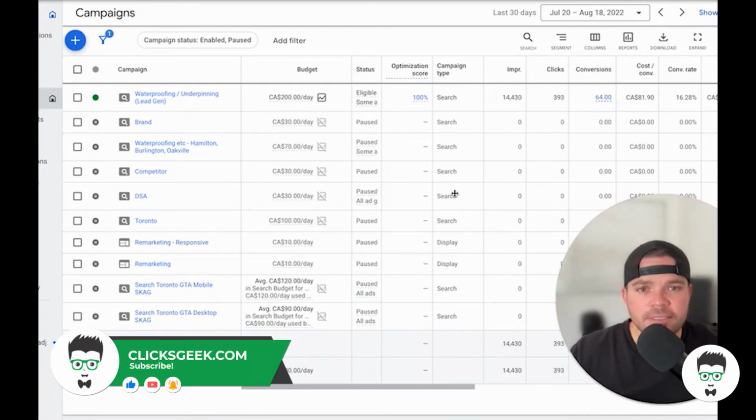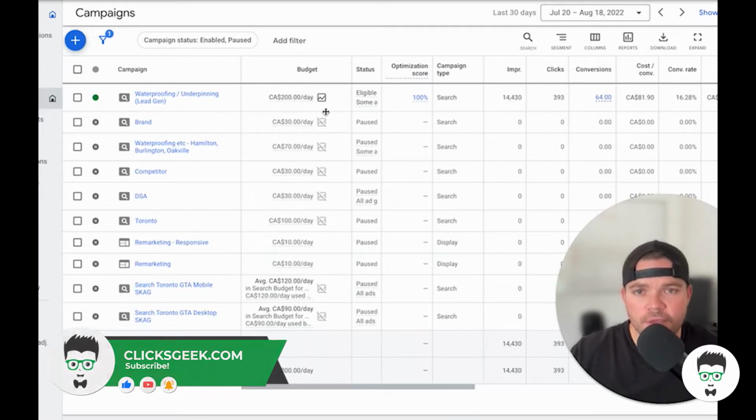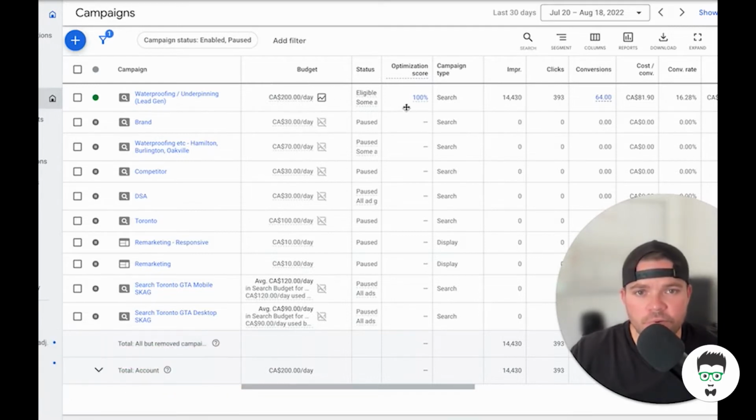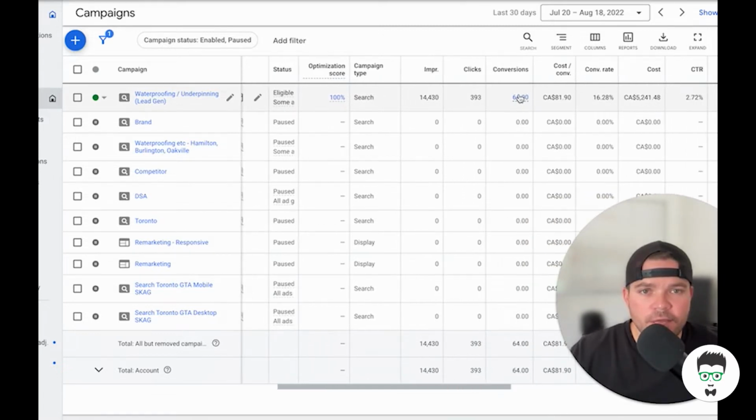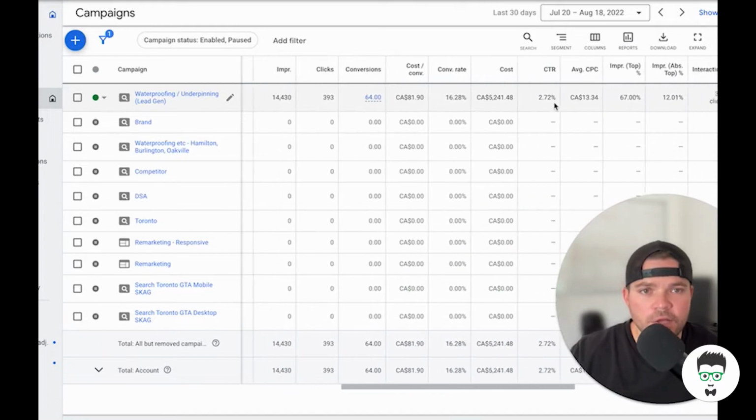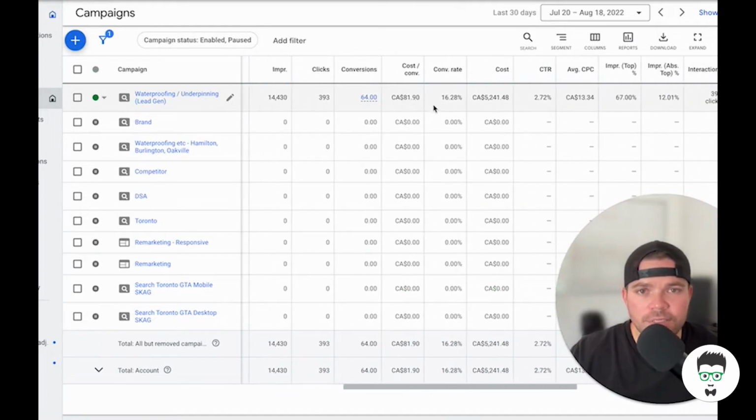Now let's dive into this campaign. We have a current budget of $200 per day set. In this 30-day period, we have had 64 leads, 393 clicks, and a cost per lead of $81.90, which is really good, well below our maximum goal. And then we have a current conversion rate of 16.28%, so pretty good. And this will improve over time.